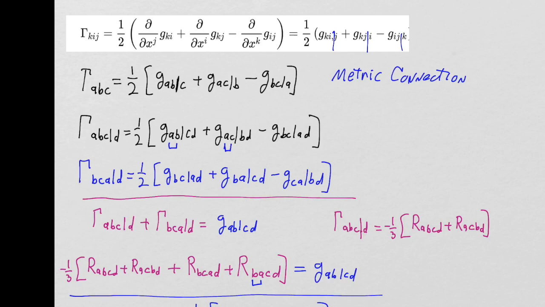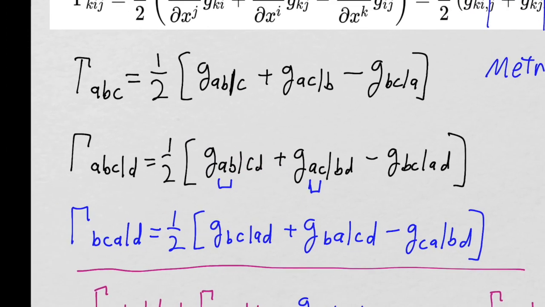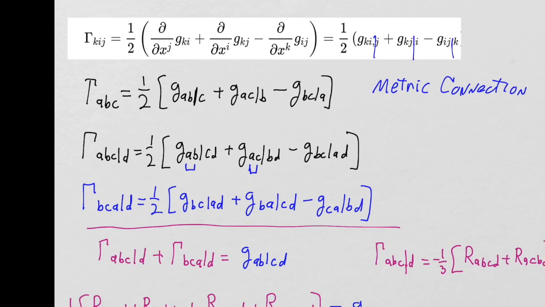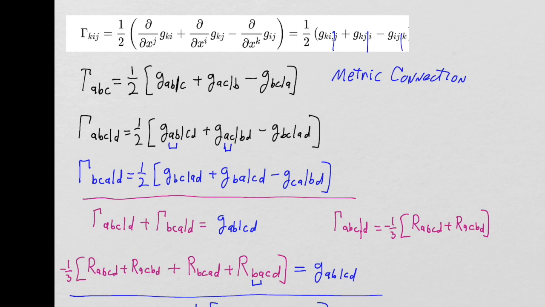Again, remembering that the metric is symmetric in A and B, it's symmetric in the first two indices. So the metric is symmetric in the first two indices and symmetric in the last two indices. It's symmetric in these two because partial derivatives commute, or the order of partial differentiation can be interchanged, I guess is probably the smarter way to say that. So I'm going to switch those out. I'm going to switch A and B and A and C out.